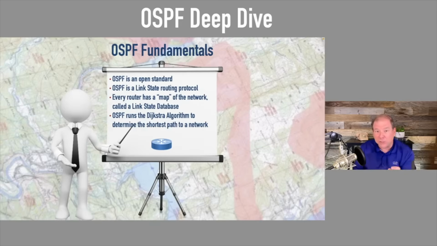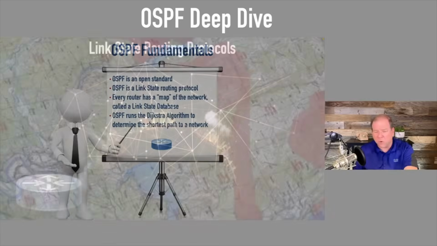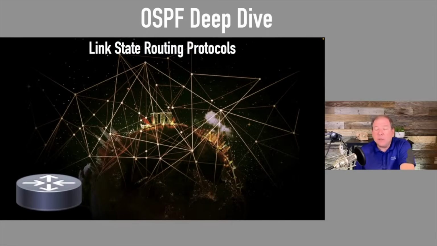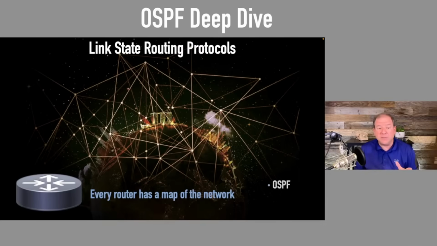Now, when I say most efficient, what makes it most efficient? Bandwidth, cost. We're going to use a metric of cost, and the lower cost path is going to win, and higher speed links are going to have lower cost than lower speed links. We'll talk a lot more about that coming up today. But it's not the only link state routing protocol out there. Several people said they were using Intermediate System to Intermediate System, IS-IS. That's the other popular link state routing protocol out there, where every router has a map of the network.